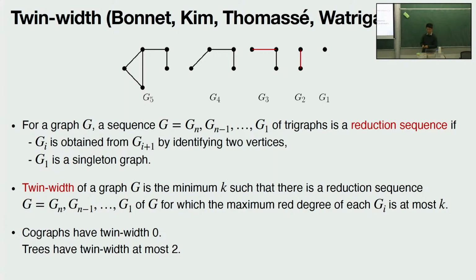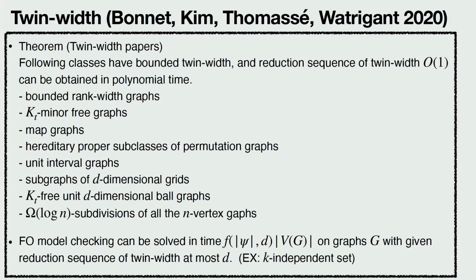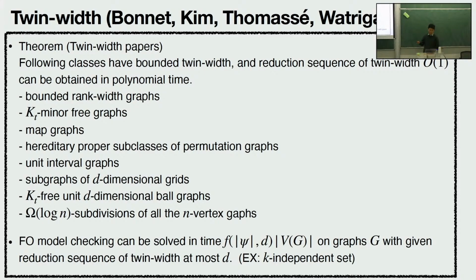So just a summary of the result: the following classes have bounded twin-width, and reduction sequences can be obtained in polynomial time. The interesting fact is that bounded rank-width graphs and K_t minor-free graphs have bounded twin-width. In the ordinary width parameters, rank-width graphs are the graphs close to some tree structure, right? But we usually think that K_t minor-free graphs or planar graphs are structures that do not have a certain tree-like structure. But in the twin-width world, they all have bounded twin-width and still have some applications.